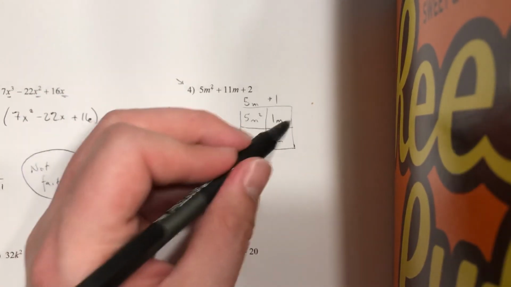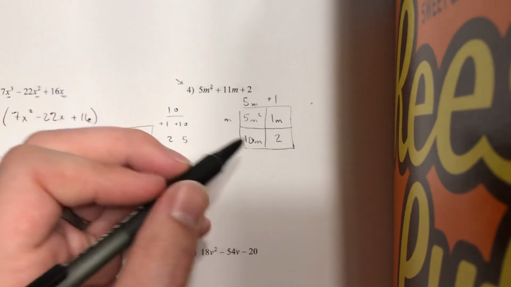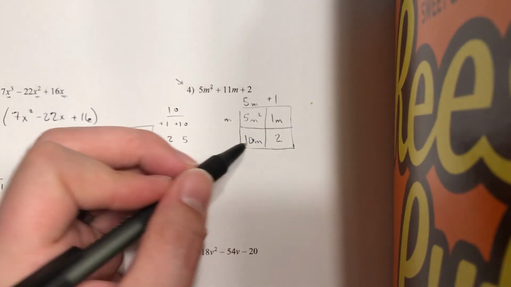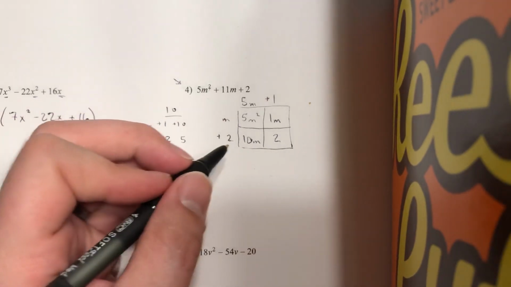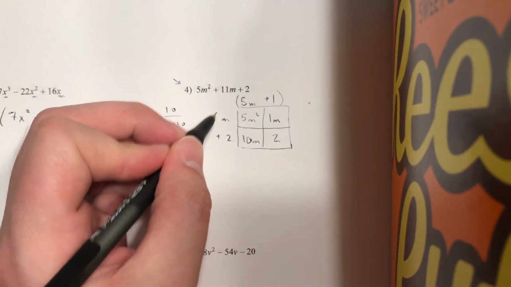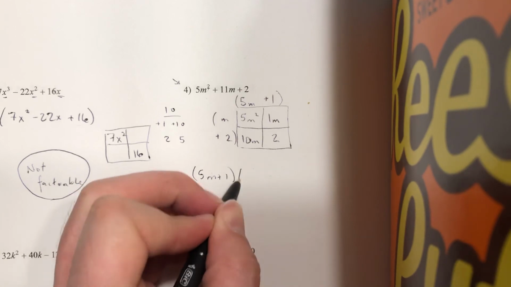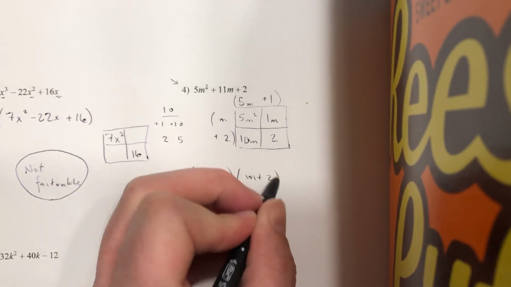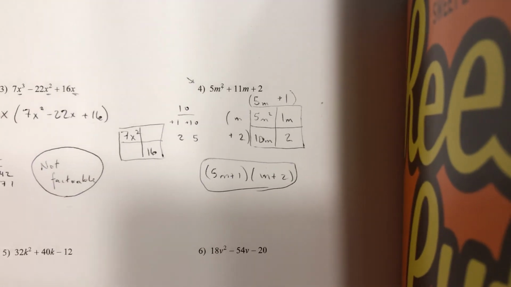So the first row here, 5m squared and a 1m. Biggest thing they have in common is an m. And the second row here, 10m and 2, the biggest thing they have in common is a 2. It's the biggest number that I can pull out between 10 and 2. So these are actually the binomial answers, 5m plus 1 and m plus 2. We don't need to do any solving. They simply tell us to just factor it out, and that's all we'll need to do.